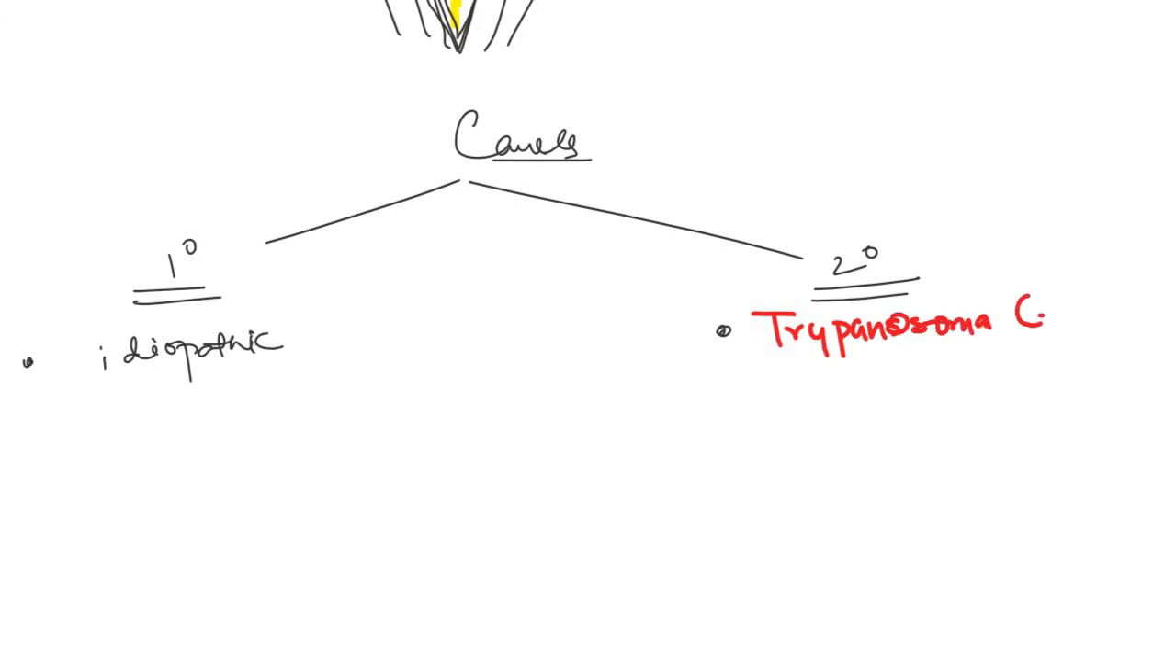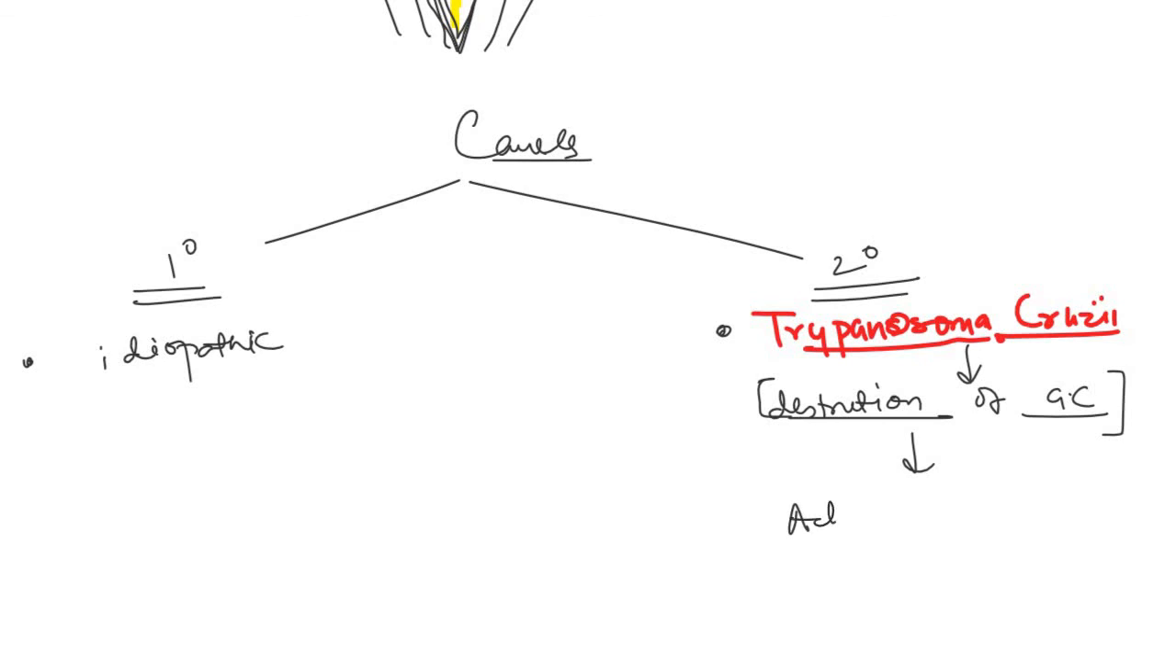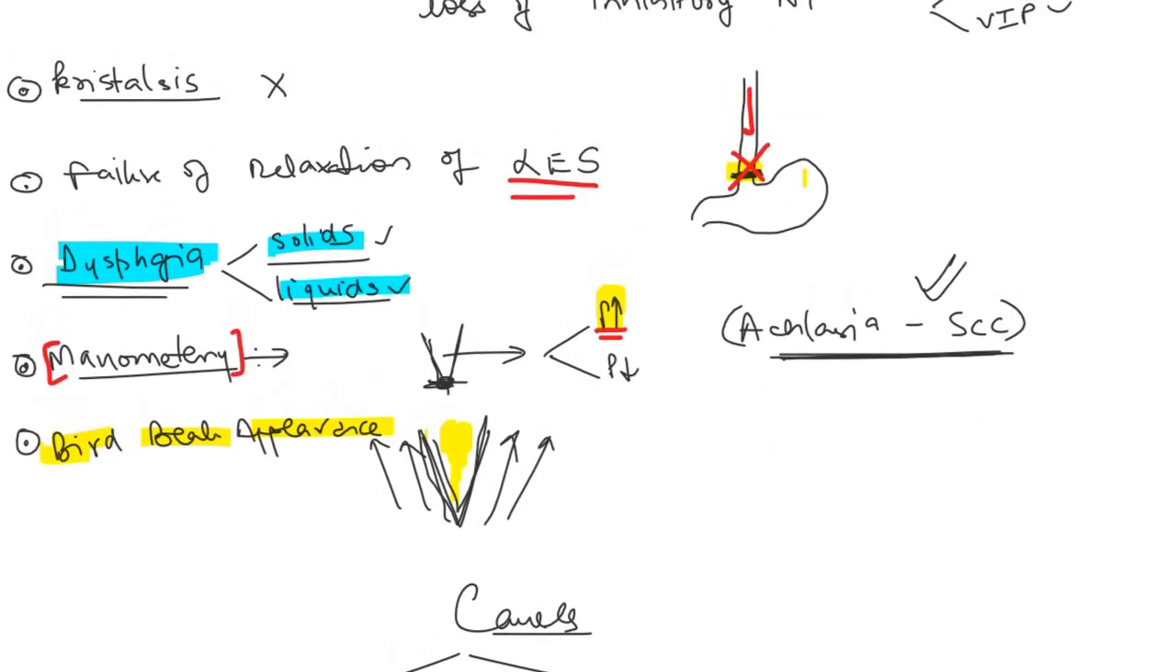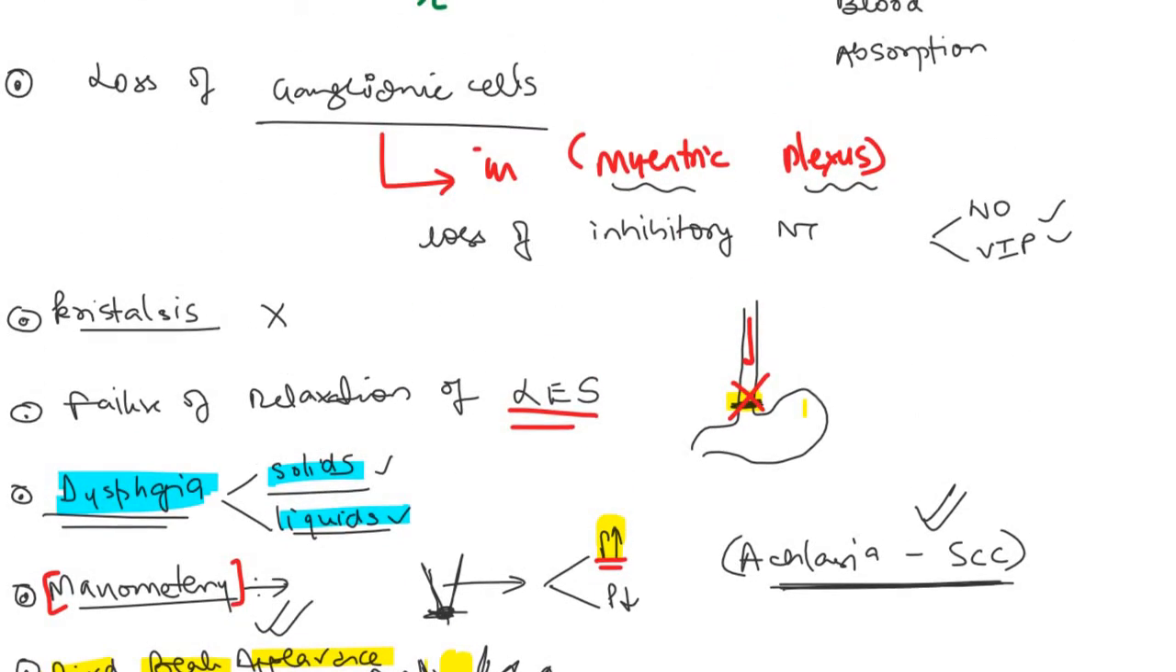So there is an infection with Trypanosoma cruzi, and as a result there is destruction of ganglionic cells. Now you know that in achalasia, the primary pathogenesis is the destruction of ganglionic cells, and since Trypanosoma cruzi is causing the destruction of ganglionic cells, therefore it will cause achalasia. So this is the basic thing about achalasia. Don't forget that achalasia increases the risk of squamous cell carcinoma, and what is the typical finding in the barium swallow, which is called the bird's beak appearance, and what is the basic pathogenesis.